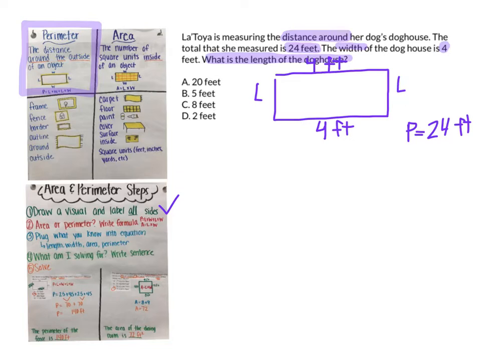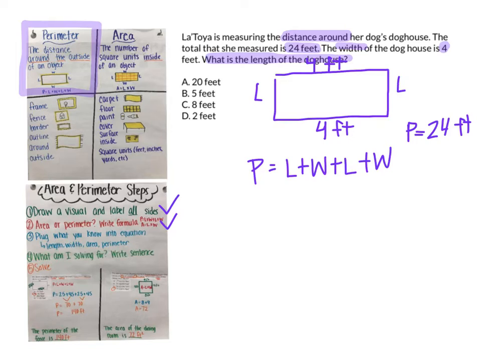My second step: area or perimeter, and write our formula. So I'm given perimeter. I don't know anything about the area, and my question's not asking me anything about the area. So we're focusing on perimeter. Let's go ahead and write our formula for perimeter. Perimeter equals length plus width plus length plus width. Step 3, plug in what you know into the equation. So for our equation, I know my perimeter, I know my width, I don't know my length.